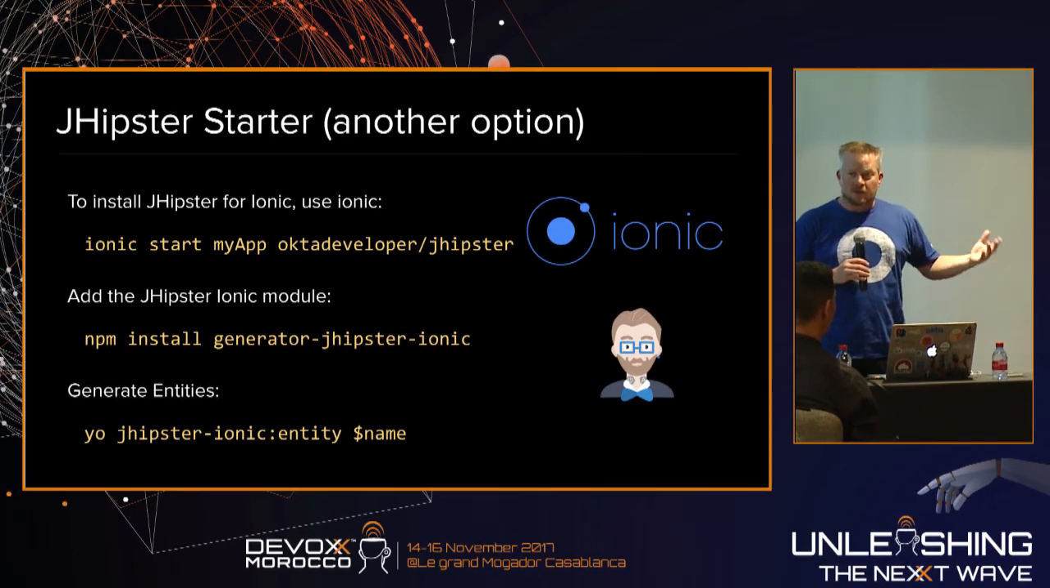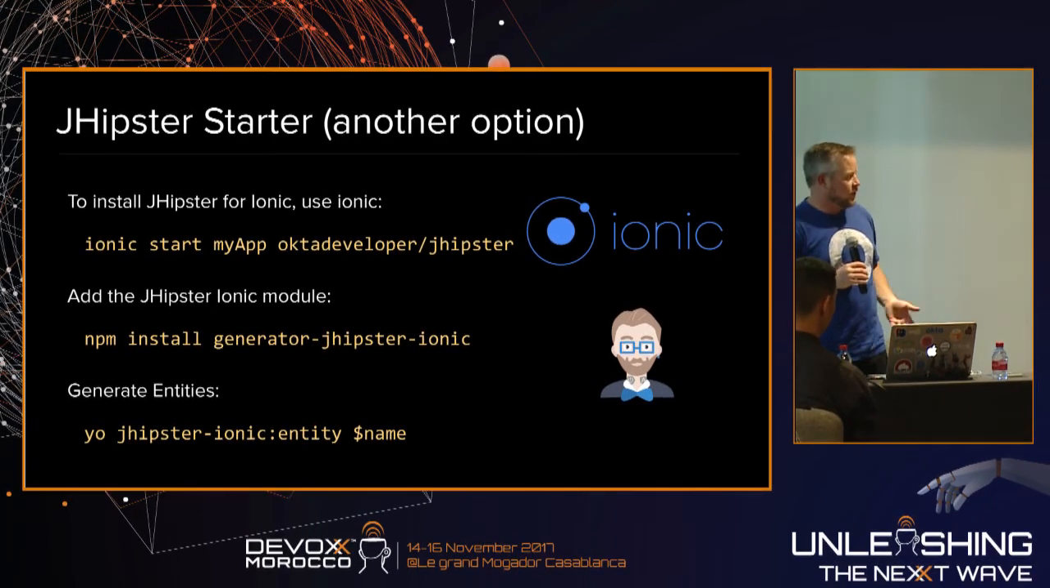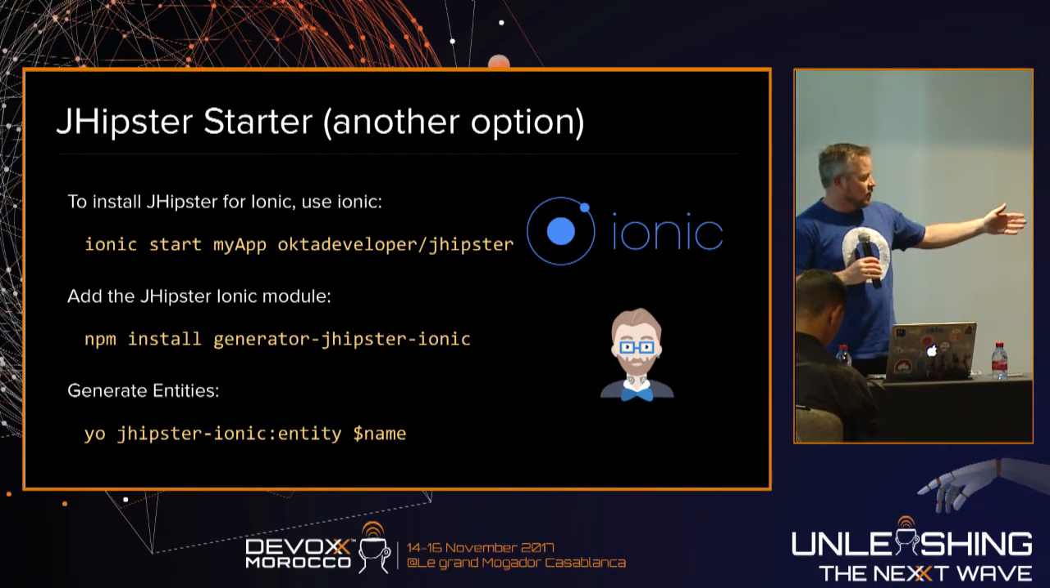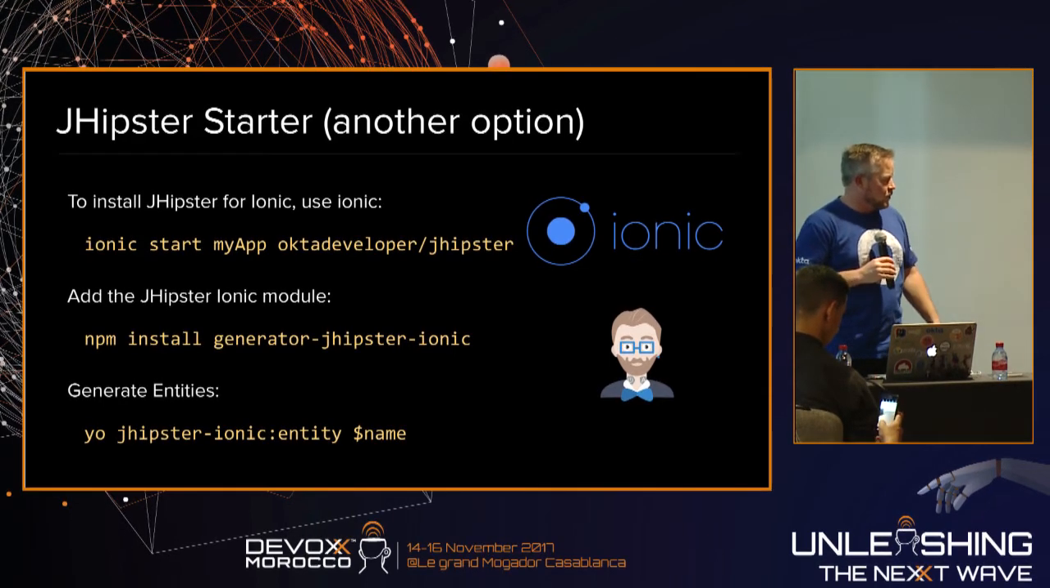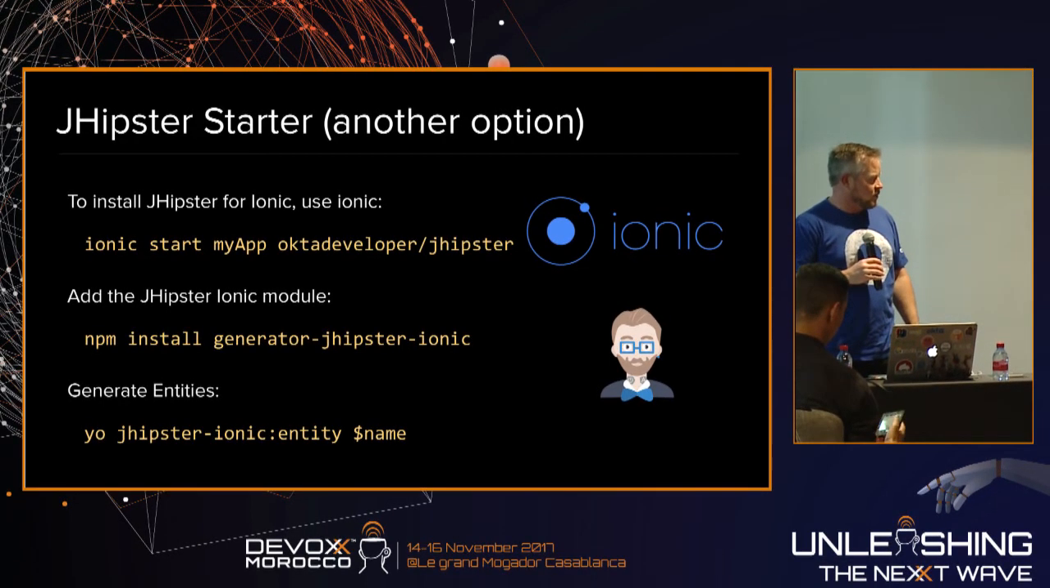So basically there's going to be two ways, a shorter way or a longer way. And eventually you won't need the second step, which is adding the JHipster Ionic module. And you'll be able to generate entities.